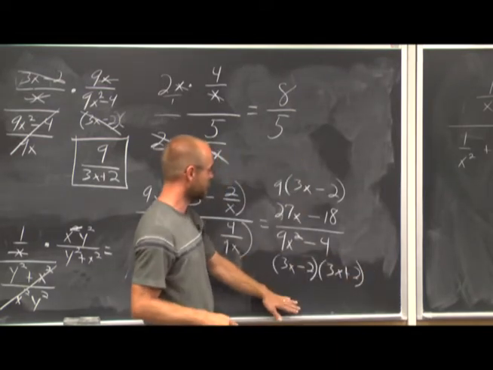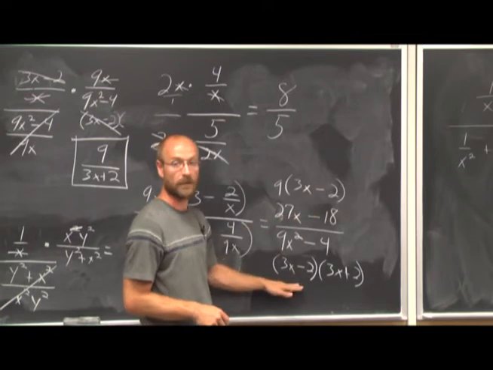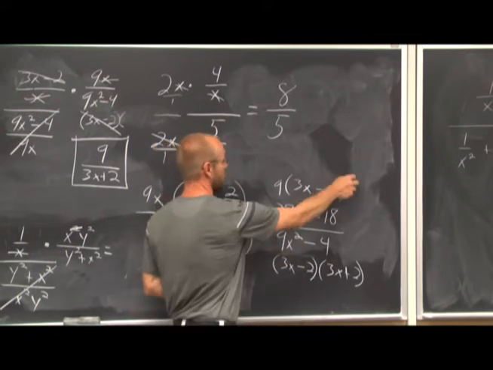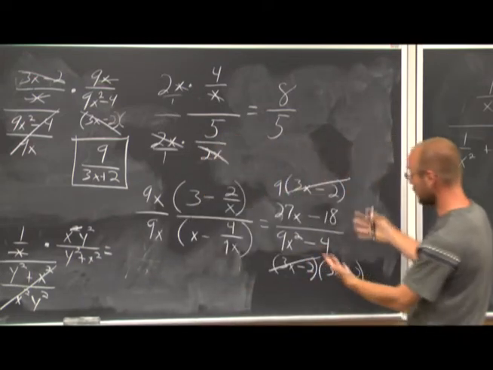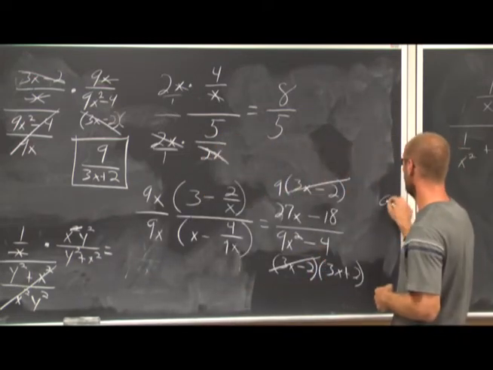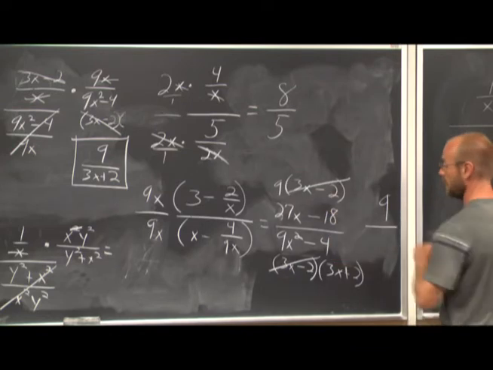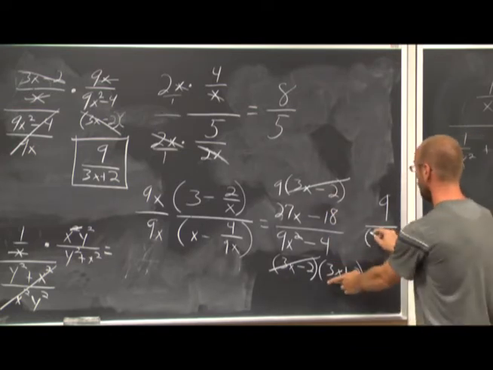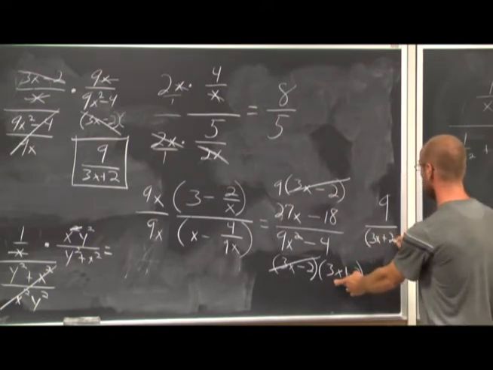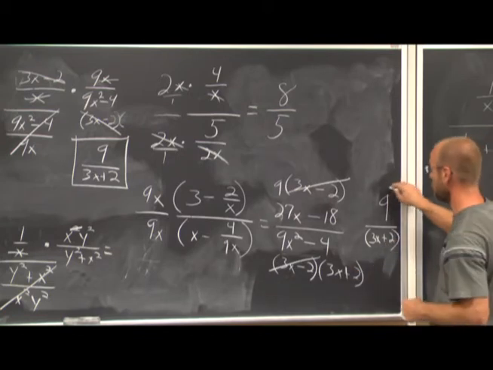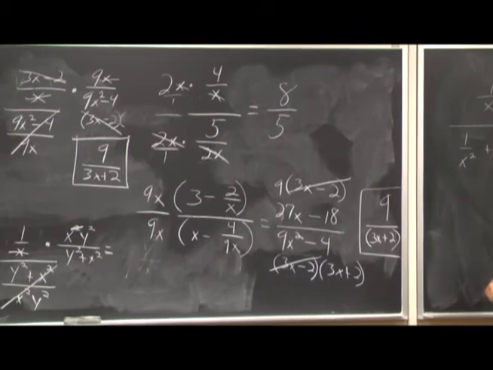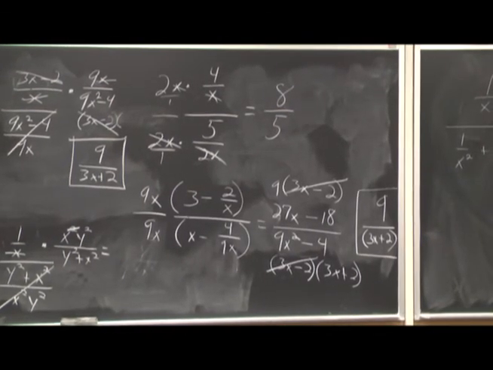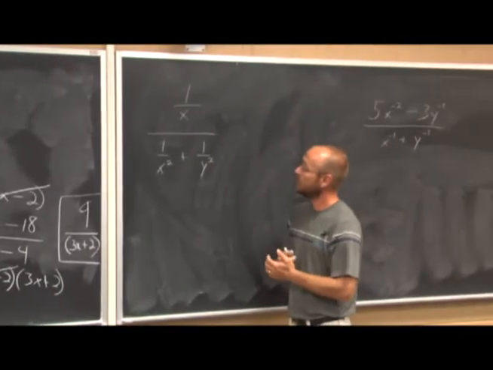And now that we factor, we can say, hey, we have a common factor, top and bottom. And if we reduce that, our final simplified answer is going to be 9, the only factor remaining on top, over 3x plus 2, the factor remaining on the bottom. So this is our simplified expression, 9 over 3x plus 2. All right, let's look at this next example.